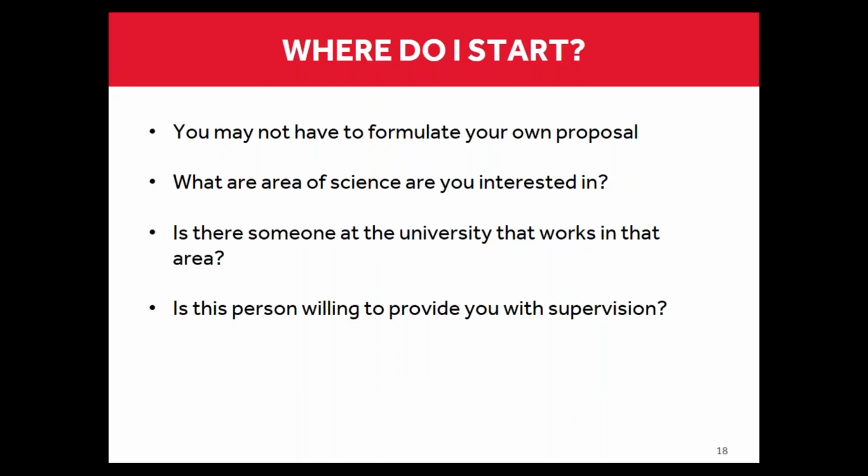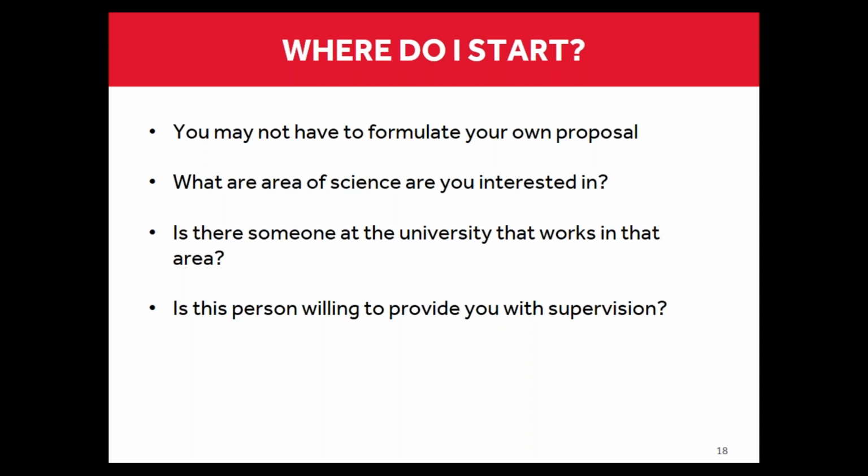So the first thing to remember is that you may not have to formulate your own proposal. Academics in the sciences are constantly writing grants and applications and may have secured funding in advance. So they will have already written a proposal, and companies and charities and research councils will be providing the monies for that proposal. These types of PhDs are very competitive, so it's very difficult to achieve one of these.